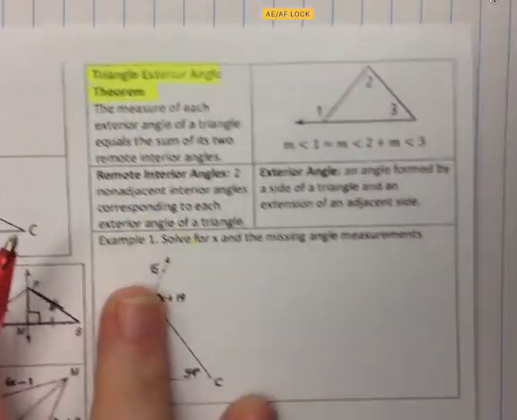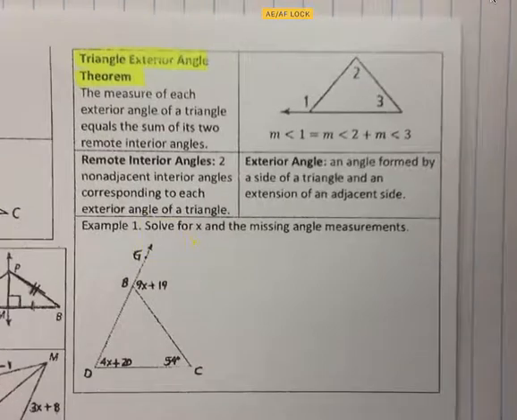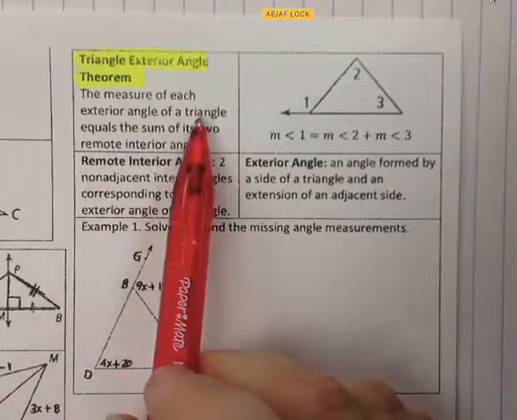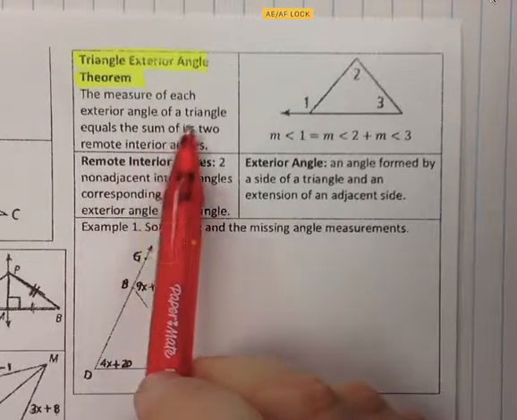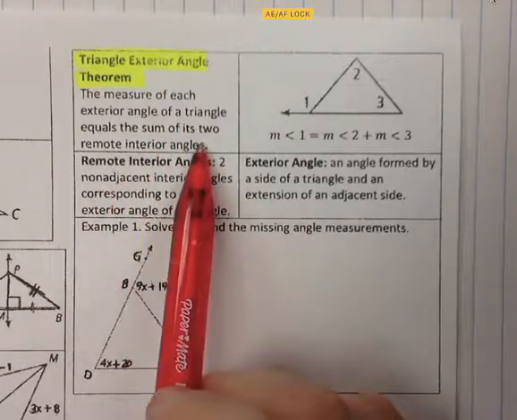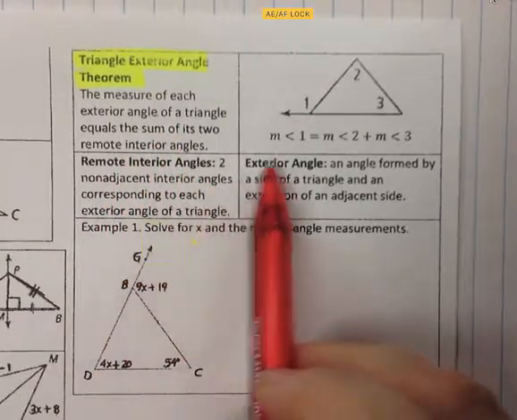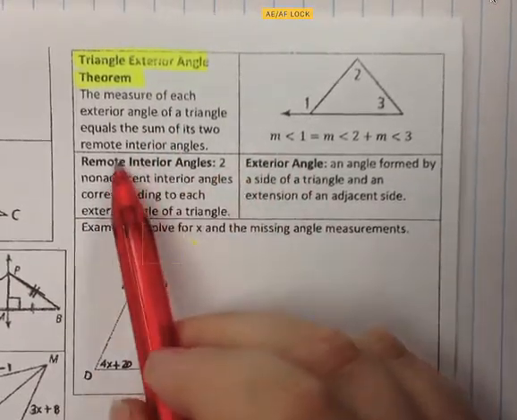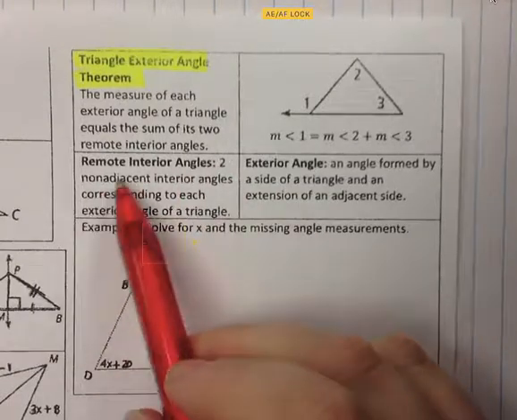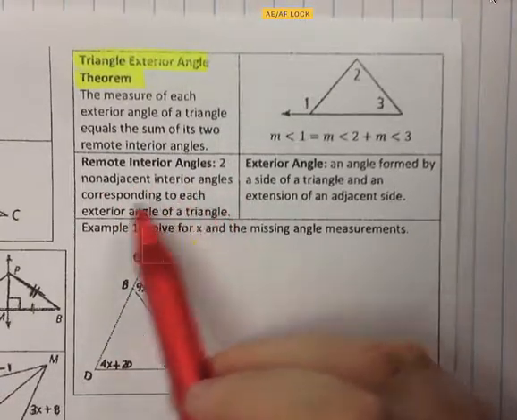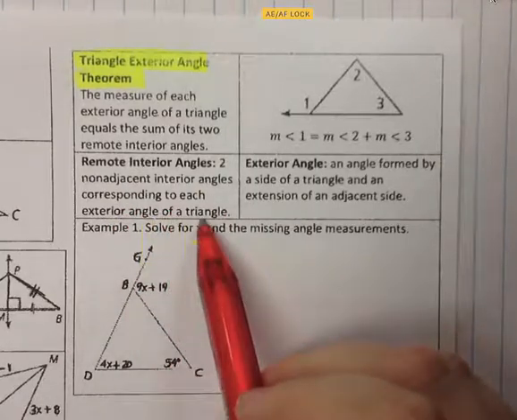The next theorem we're talking about is the triangle exterior angle theorem. It states that the measure of each exterior angle of a triangle equals the sum of its two remote interior angles. So let's define those, the remote interior angles and exterior angle. The remote interior angles are the two non-adjacent interior angles corresponding to each exterior angle of a triangle.